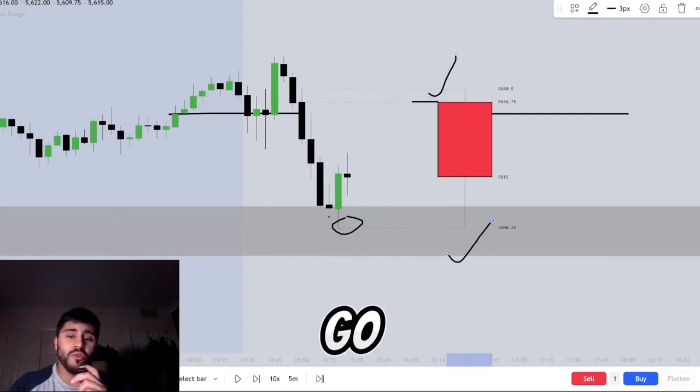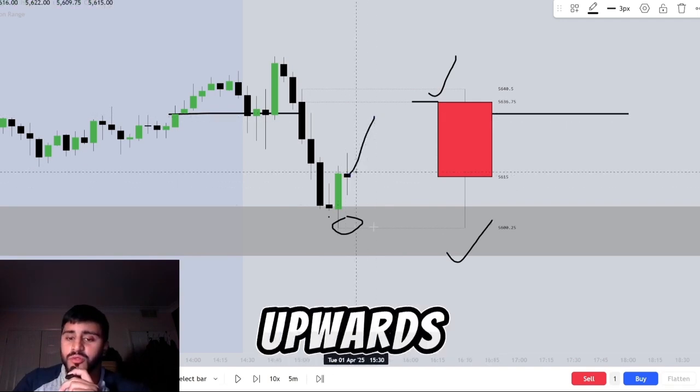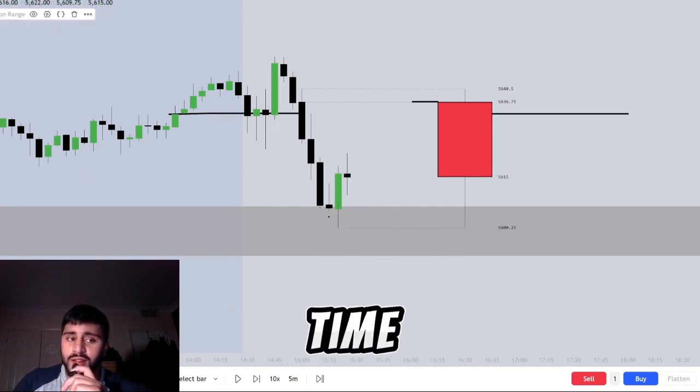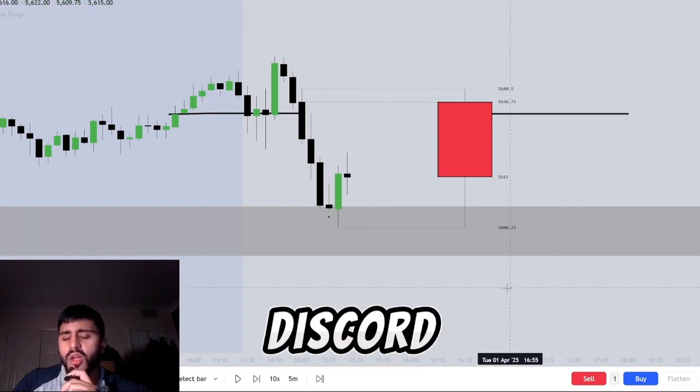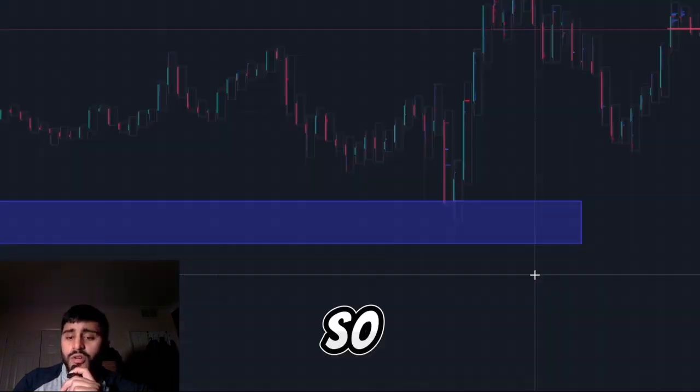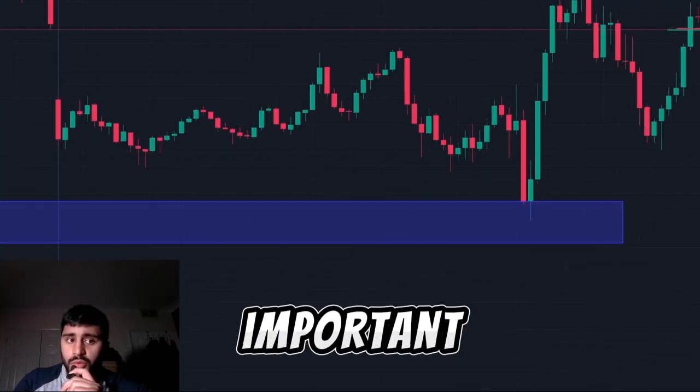Now, where do traders go wrong? How do you know if this is going to break upwards or break downwards? Well, the reason I knew that at the time when I took this trade live in the Discord was that I was using the order flow. So the order flow is the most important thing.